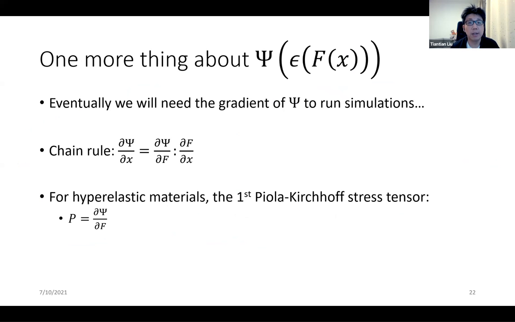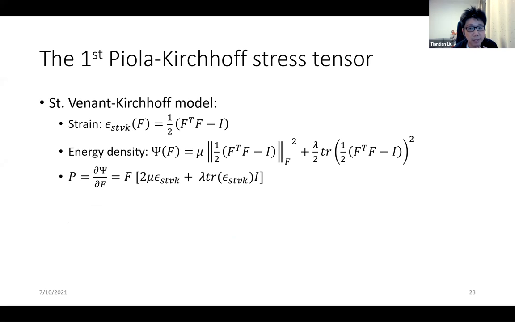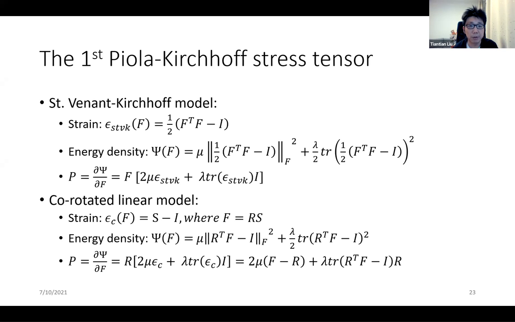In order to run the simulation, we will only need to take a derivative of this energy density psi function. We need the gradient of psi, which stands for force. We can apply the chain rule to compute this. For hyperelastic materials, the term d psi dF is called the first Piola-Kirchhoff stress tensor, indicating the quote-unquote stress force applied on the deformation gradient space. Here are some examples of the PK1 tensors for StVK materials and the co-rotated material. You don't need to understand the computation right now, but I would like to include them here to make the slide self-contained. You can always check this later.